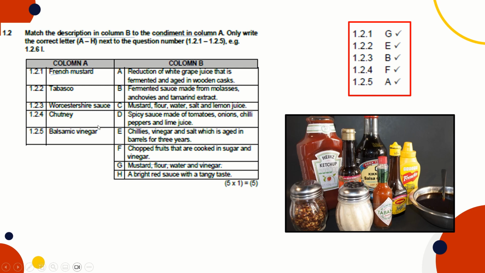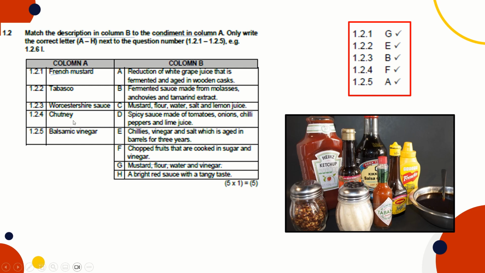Now, a good way to answer these questions is once you're done with one of these terms or condiments, you can scratch it out as well as the description because you've already used it, so you know that you don't need to use it again. Tabasco. What is Tabasco? It is E. It's chilies, vinegar, salt, which is aged in barrels for 3 years. Worcester sauce. What is Worcester sauce? It is B. It's a fermented sauce that's made from molasses, anchovies, and tamarind extract.